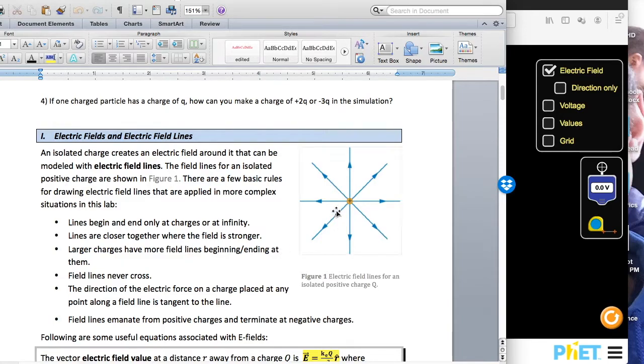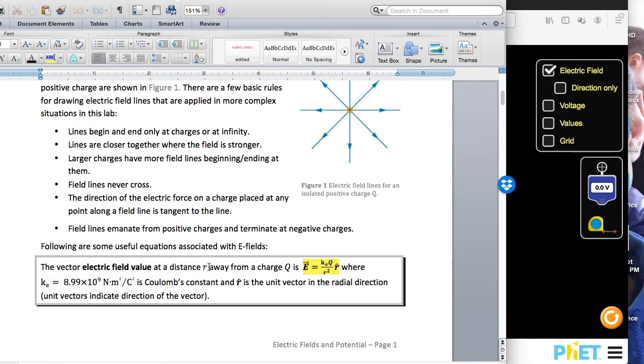A couple key points. The field lines emanate out from the positive. They emanate into the negative. They go radially out, so they go straight out from the center of the charge if it's a single point charge, and they stretch off into infinity. They don't begin or end except at charges. So they radiate out from a positive charge and into a negative charge. That's the only place they terminate. And they don't cross. Because they're adding as vectors, they don't ever cross. It wouldn't make any sense.